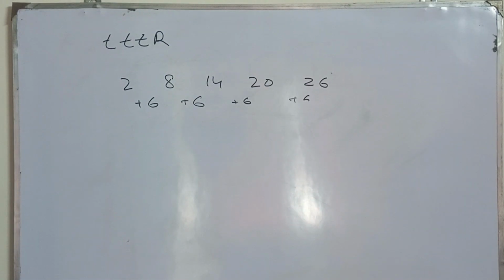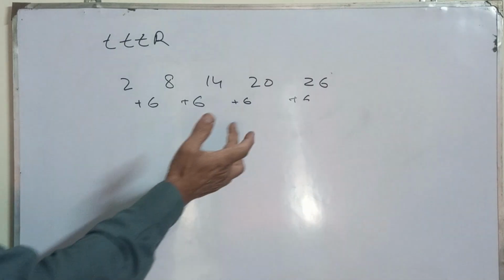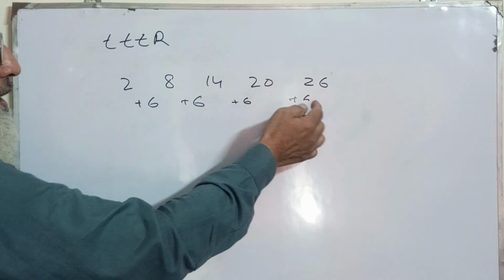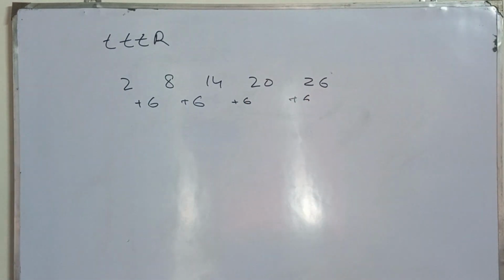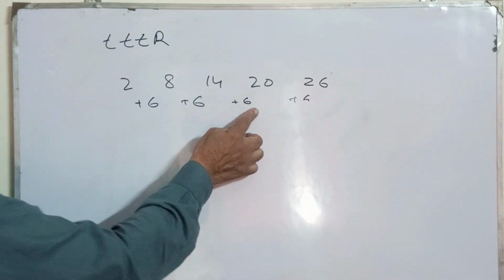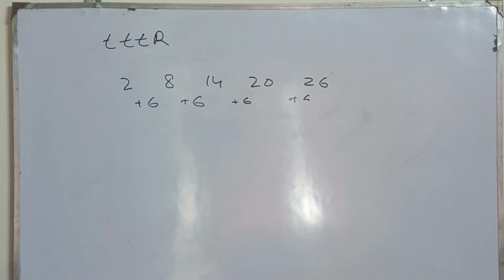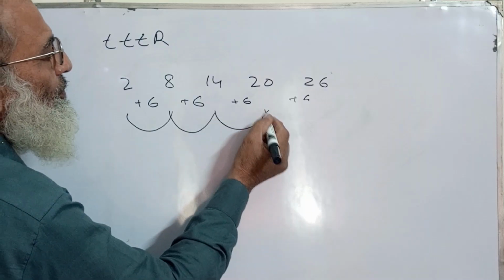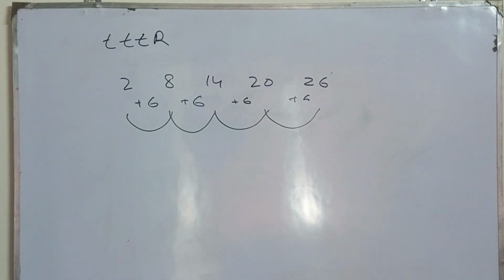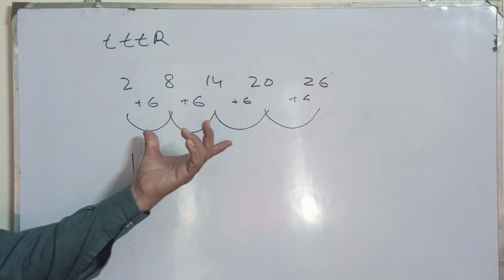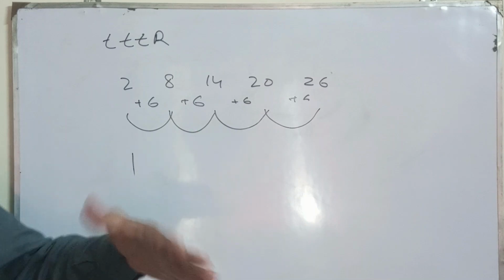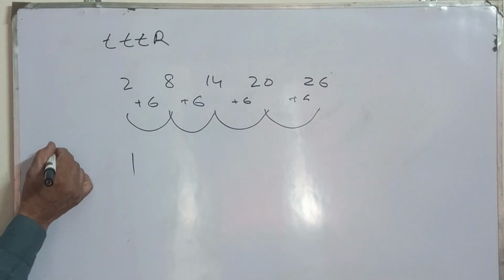Or if I reverse it, you can say that this is the previous term and this is the following term. If I am going in reverse order, I am subtracting 6 from each. Now this is the term to term rule. This was for addition or subtraction, and this is for multiplication.